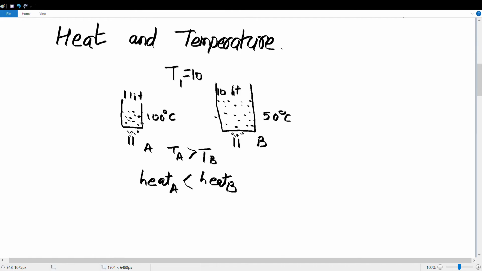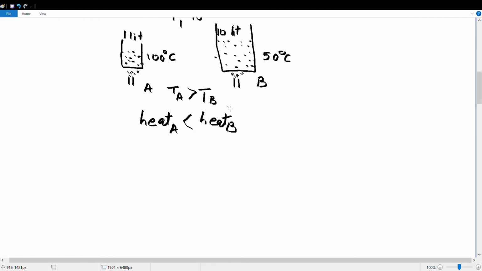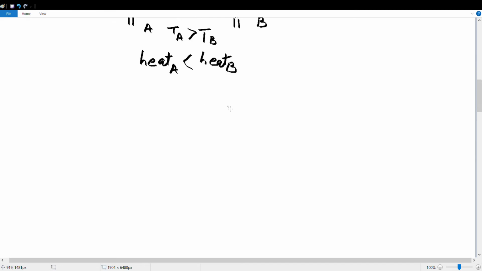Why? Because although its temperature is increased by 40 degrees Celsius, the volume of water is 10 liters, and from this you know that there is a difference between heat and temperature. Now let us see the definition of heat and temperature one by one, so that you get something about heat and temperature.